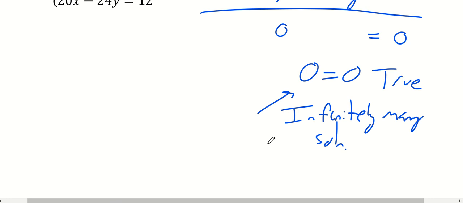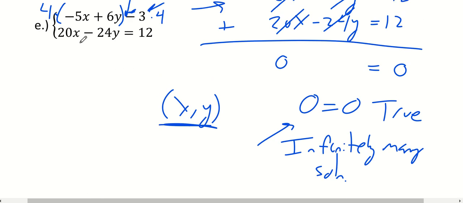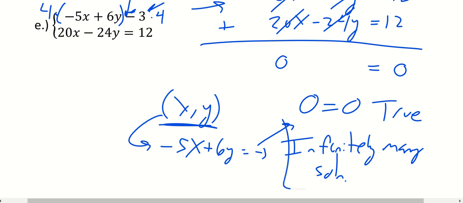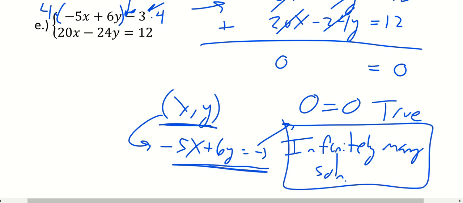So be very careful here. Infinitely many solutions does not mean all ordered pairs. You can't plug any old ordered pair into the system and expect it to work. However, what this tells us is that any ordered pair that's on one of these lines will actually be on both of those lines. So this one will have infinitely many solutions, and the solution set is simply any ordered pair that satisfies any line in the system.